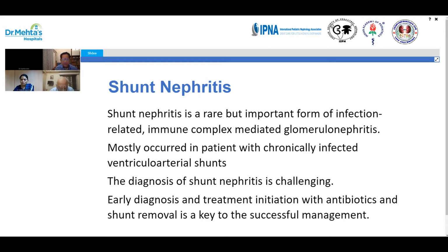They present with hematuria and proteinuria. Shunt nephritis is a very rare, important infection-related condition, but it is an immune complex mediated glomerulonephritis. It mostly occurs in patients with a chronically infected ventriculoatrial shunt. The diagnosis of shunt nephritis is challenging, and early diagnosis, with treatment initiated with antibiotics and shunt removal, may be important.